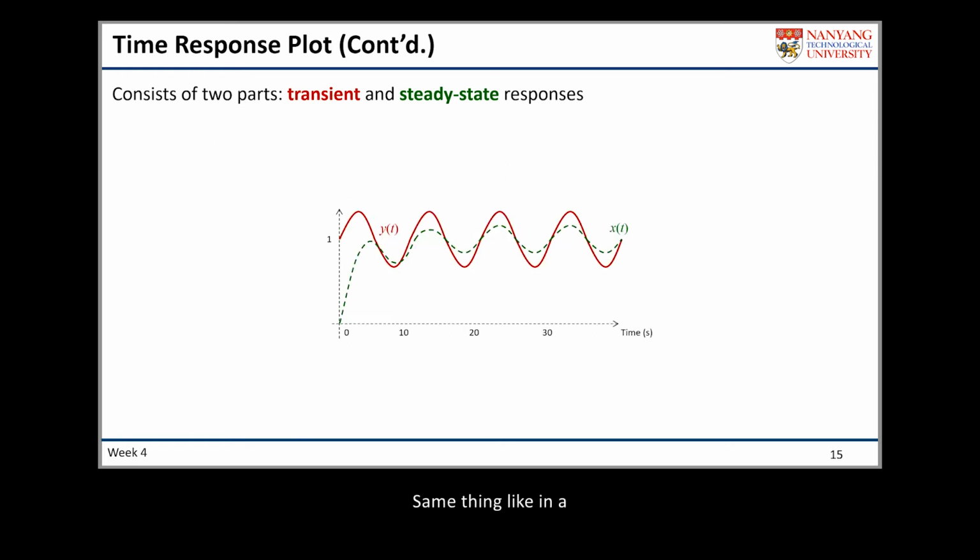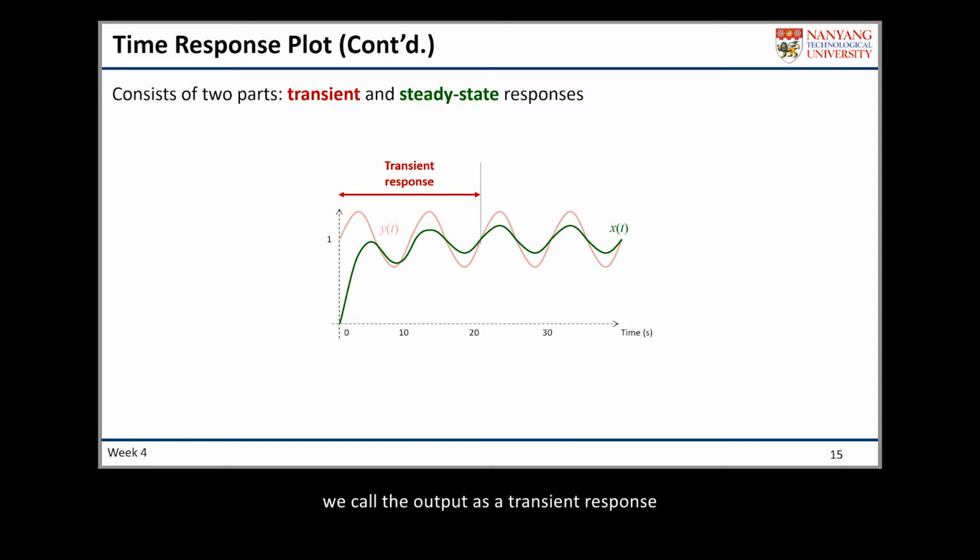Same thing in a case where we give the dynamic system a sinusoidal input, the red one, y(t). The response will be the dashed green line, x(t). Let's take a look in more detail at the response now. At the beginning, the output is still varying in time. It doesn't really follow the input. That is the part where we call the output the transient response. And then after some time the output can follow the input, and we call the later part the steady state response.